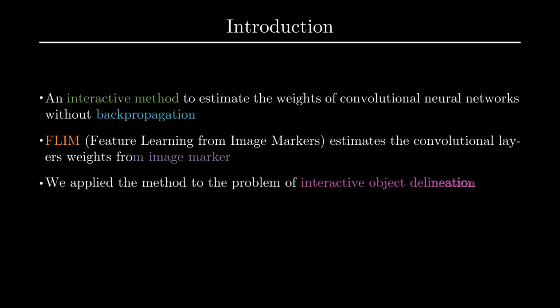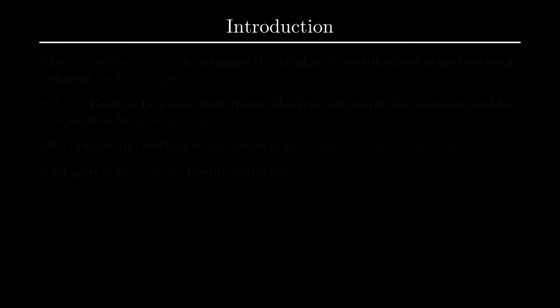To evaluate the ability of this method to produce good feature structures, we apply it to the problem of interactive object delineation. We compared feature structures learned with FLIM with feature structures from a lot more complex CNNs. Our proposal is only to evaluate the quality of the feature structures and not a new approach to the problem of interactive object delineation. The rest of the video is divided as follows.